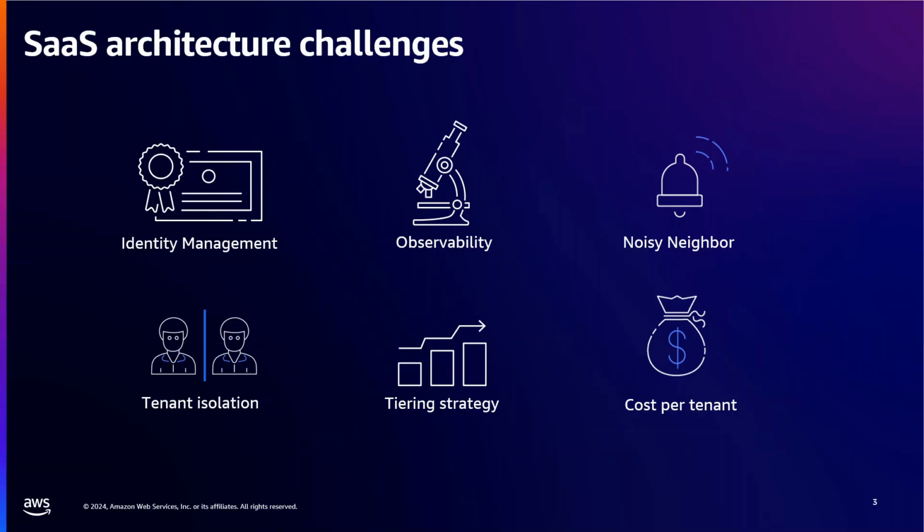On the observability side, SaaS architects must establish comprehensive monitoring and logging strategies to collect and analyze application telemetry data effectively. This also enables proactive identification and resolution of issues, ensuring high availability and performance. In a multi-tenant environment, the resource utilization patterns of one tenant can impact the performance and experience of other tenants, known as the noisy neighbor problem.